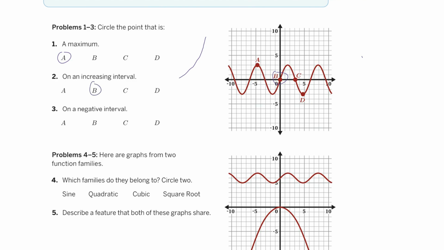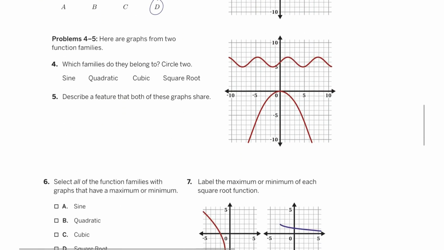And then on a negative interval, negative means that the y values are negative, the outputs are negative. So if we're looking at A, B, C, and D, A would be a positive, B and C land on 0, and so the only negative point here would be at letter D.